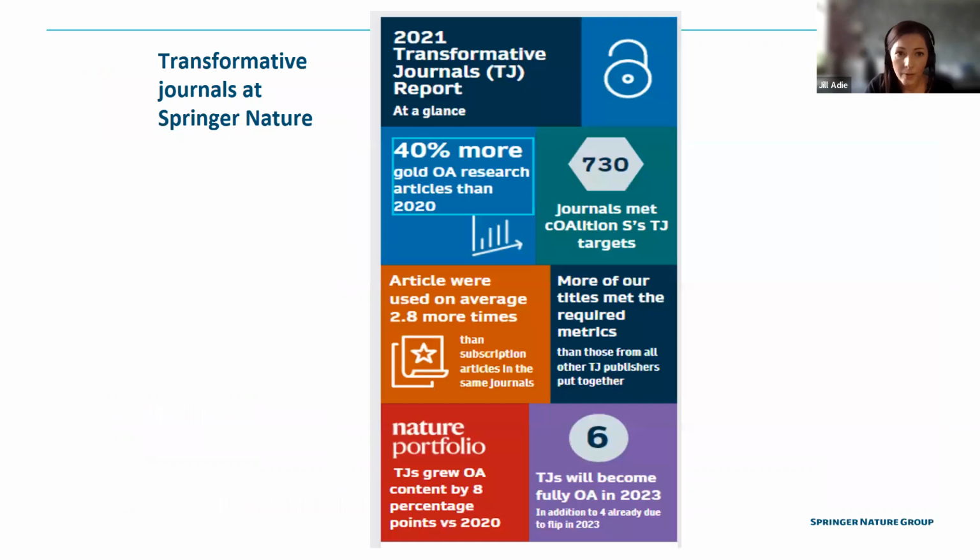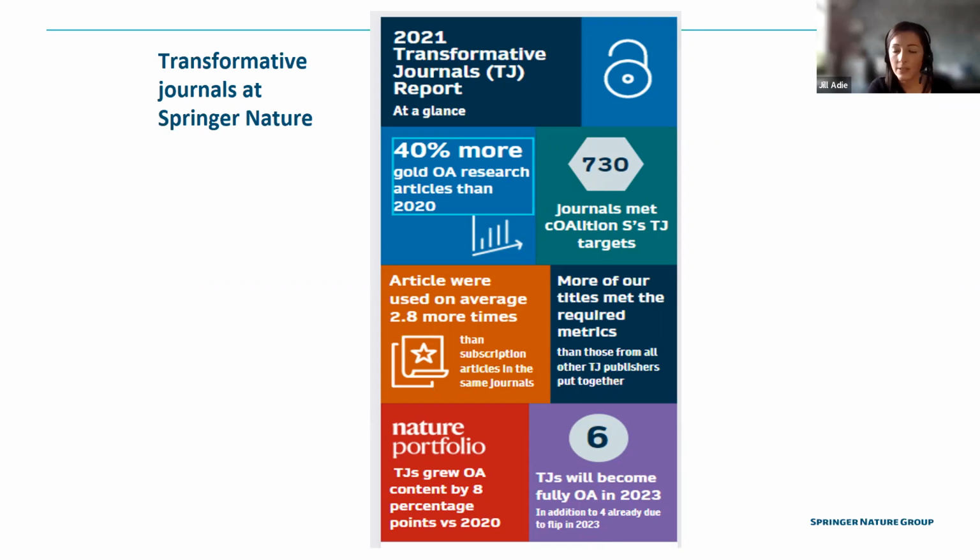So a little bit about transformative journals. So our research journals are transformative journals. So what that means is effectively they're hybrid journals with a promise to eventually or potentially flip to fully OA at some point in the future. And transformative journals is some of the criteria that was set out by Plan S back in 2019 when it originally came out. And they became transformative journals in 2021.